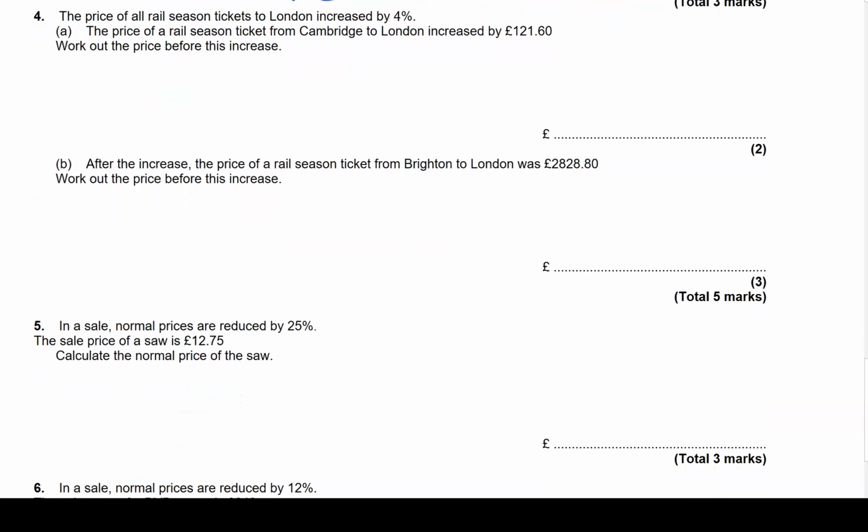So the price of rail tickets has increased by 4%. The price of the rail ticket increased by that much. Work out the price. So that is 4%. 4% of something is £121.60. So 1% and then 100%. So if I divide it by 4, that's going to be, what, £30.40? £121.60 over 4. £30.40.